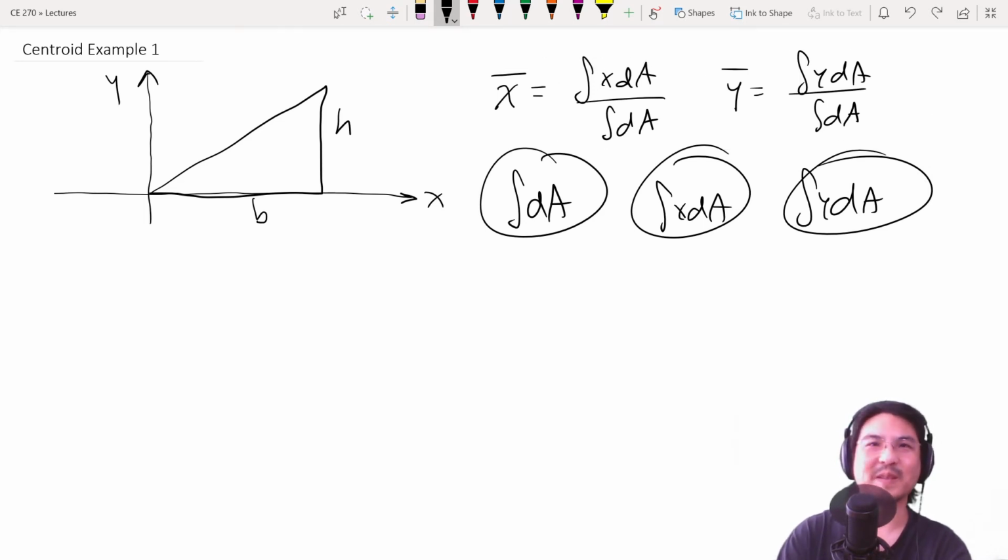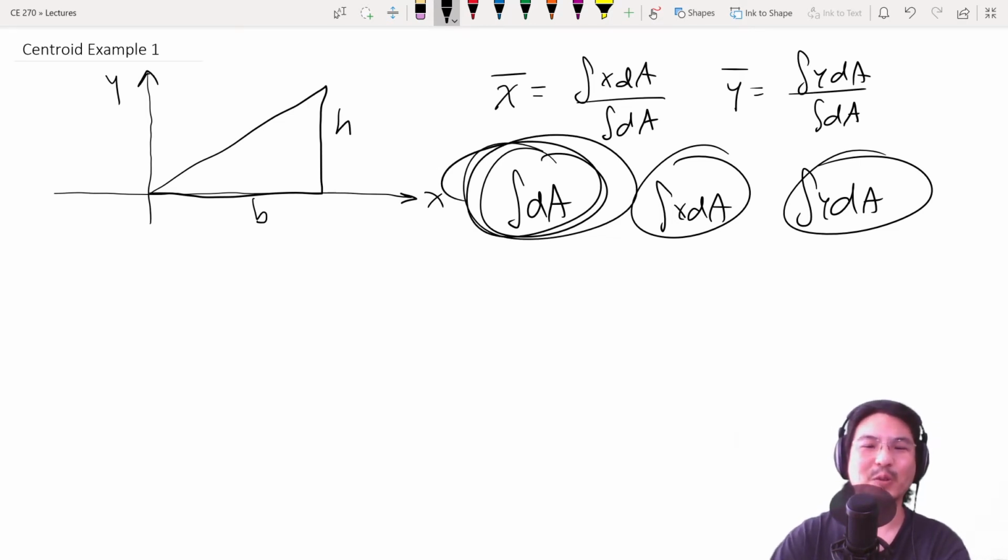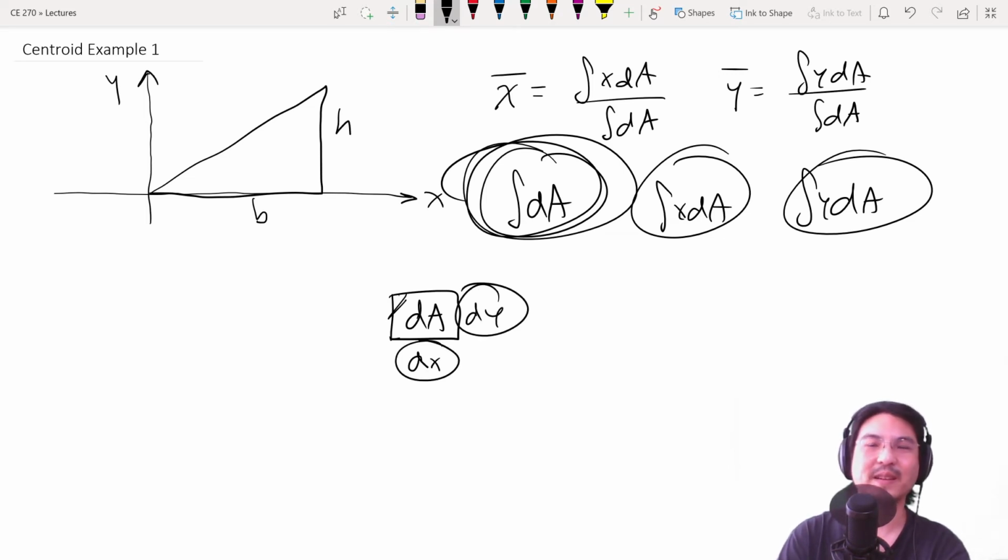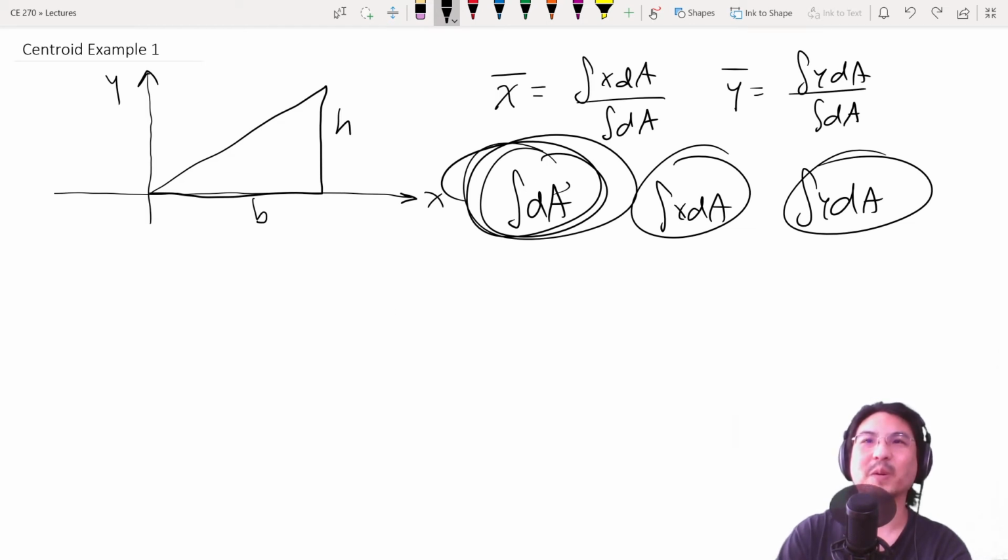So let's just do one at a time. Let's say area. And we know the answer actually is 1/2 base times height, right? But just to go through the method of how to set up the integral. So the differential area, there's dx and dy. So dA is dx times dy. So we can already decompose dA into dx dy.